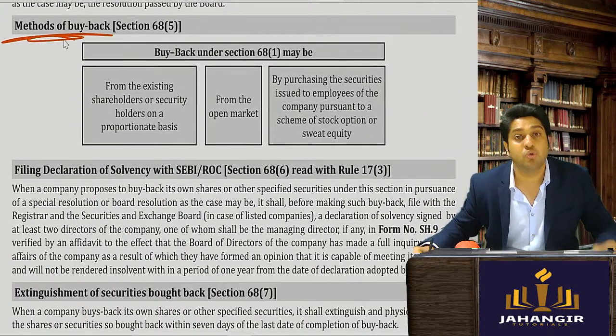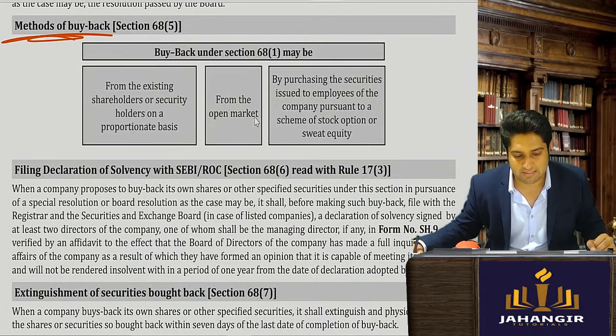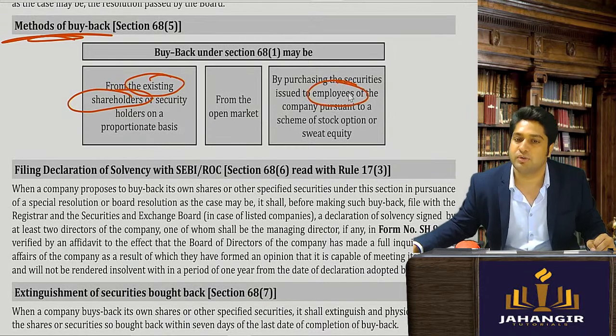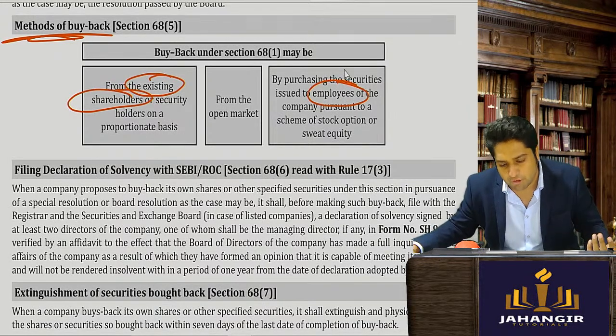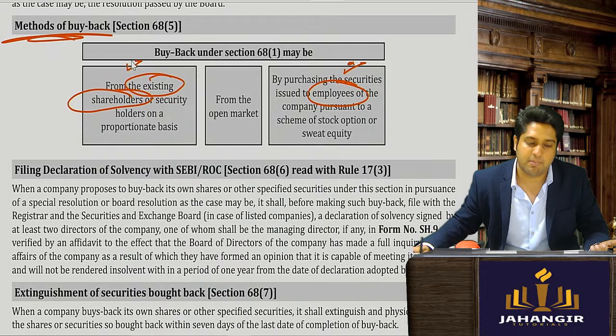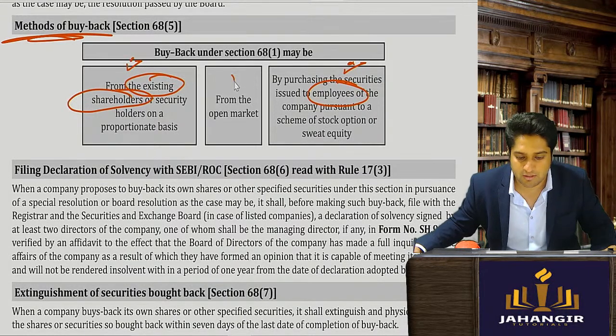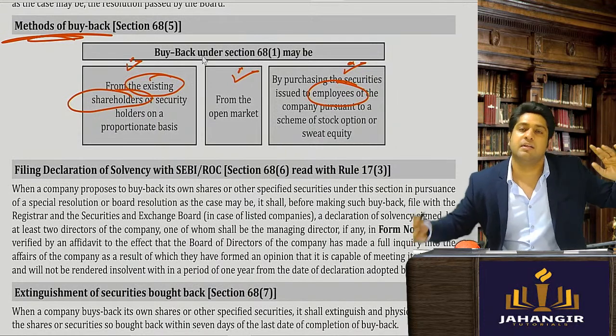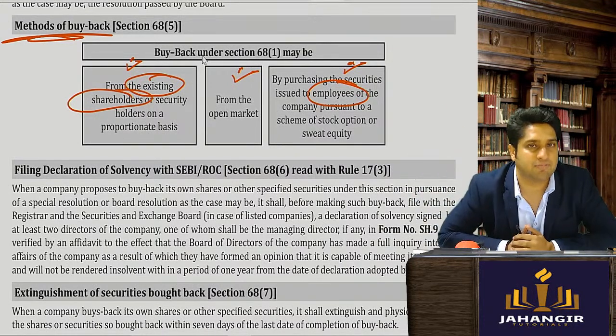Methods of buyback. From whom can you buy back? One is very simple, from the existing shareholders. From the employees you can do. So I can do a buyback only from employees. I can do a buyback from shareholders, or I can do it without a letter of offer. I go in the open market and tell anyone who wants, come to the stock exchange website and we are ready to buy back.